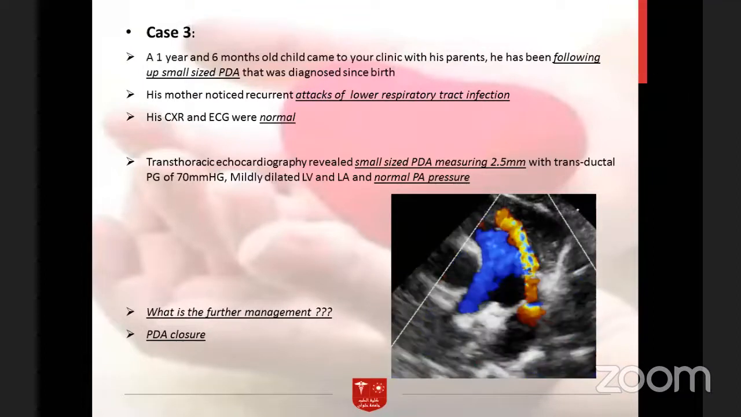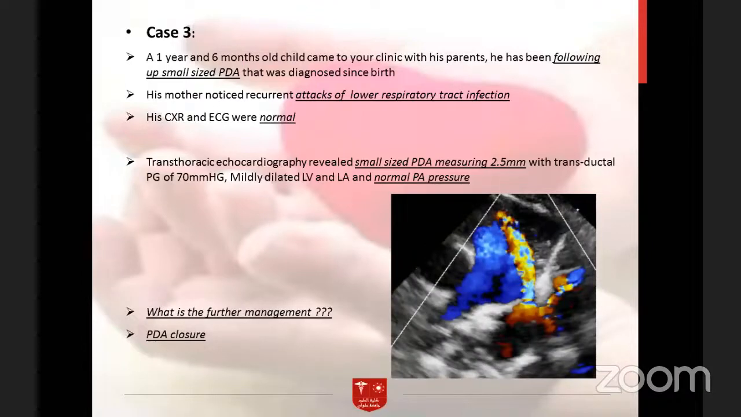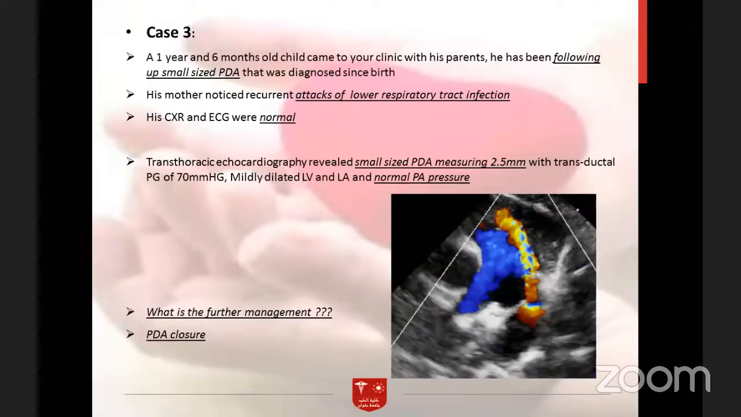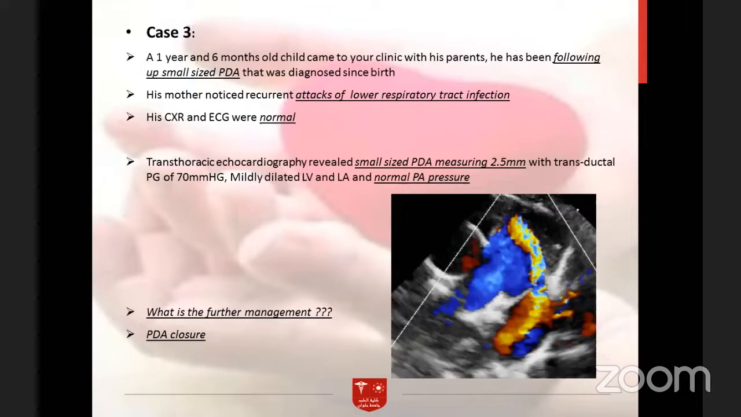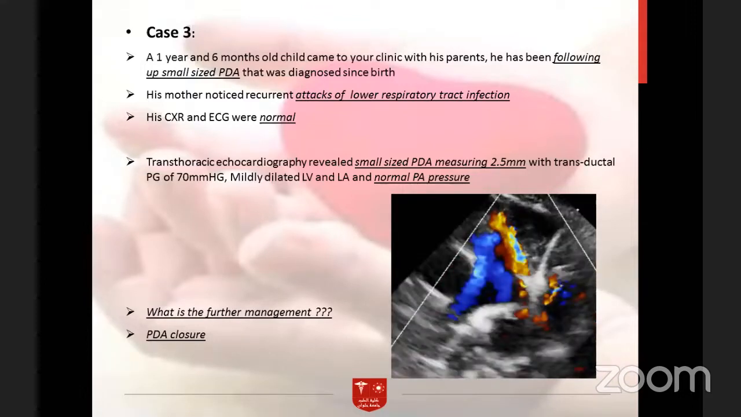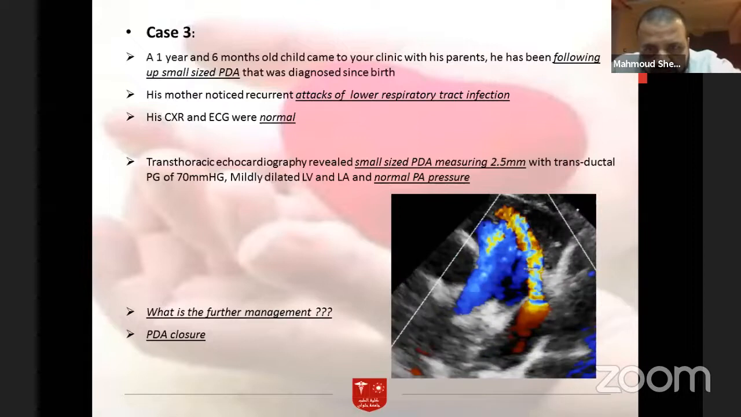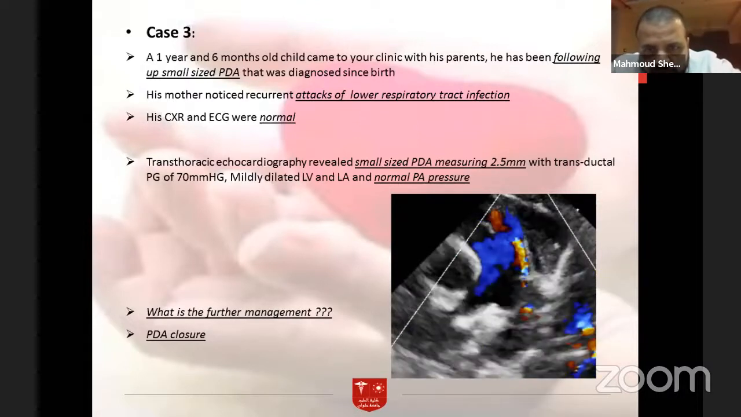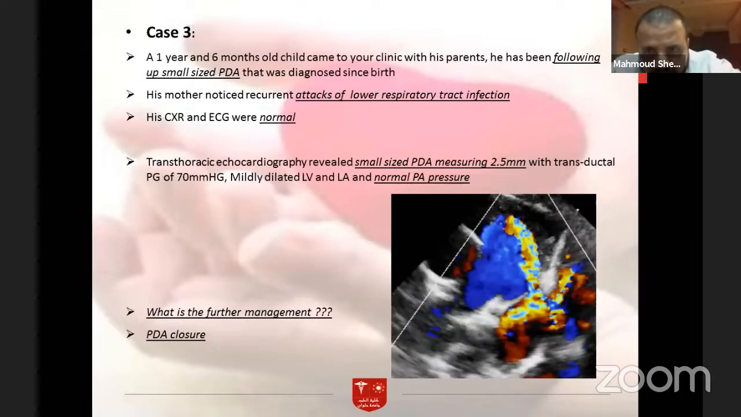Okay, and from your comment, you have just mentioned elegantly the shape of the PDA, that it is a conical shape. Yes. So, do you prefer to depend on measuring the PDA on this image with color, just to make the message clear? Or would you prefer to measure on the 2D image? As you mentioned, Khalid, before, the color usually overestimates the size of the PDA because of the fanning of the jet after this constriction.